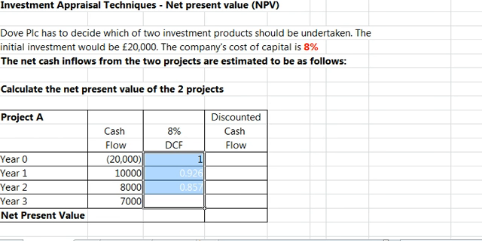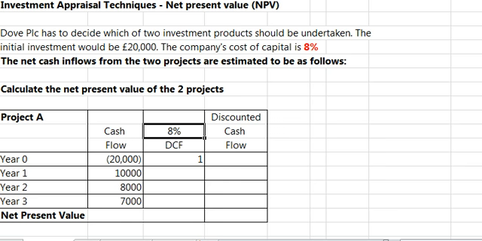So underneath it says the net cash inflows, so that's the difference between outflows, which are payments, and inflows, which are receipts. The net cash inflows from the two projects are estimated to be as follows. So in year zero, the initial outlay is always in year 0. Year 1, inflow of 10. Year 2, inflow of 8. And year 3, inflow of 7.